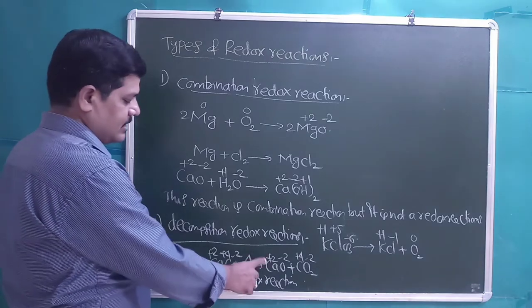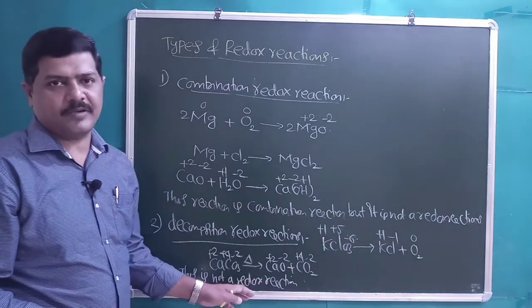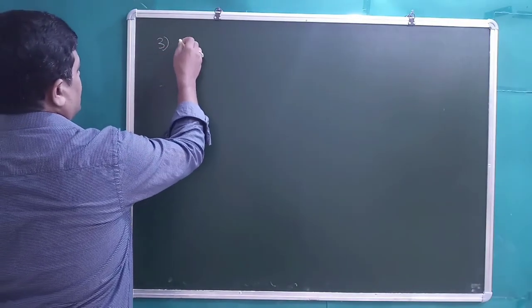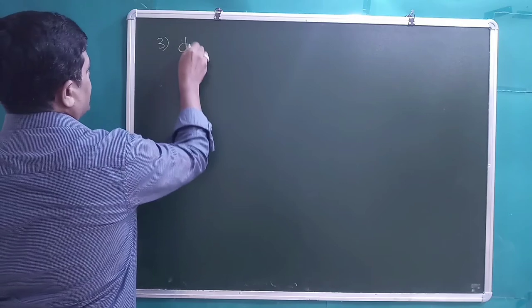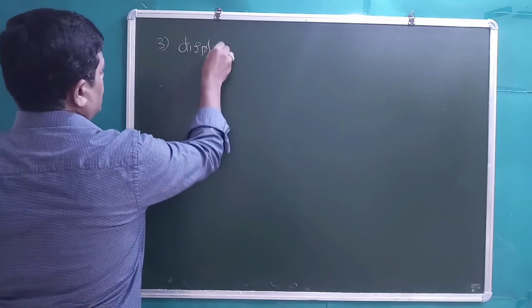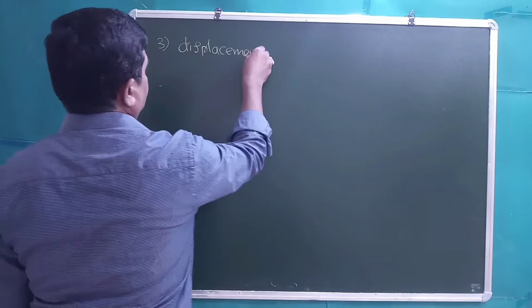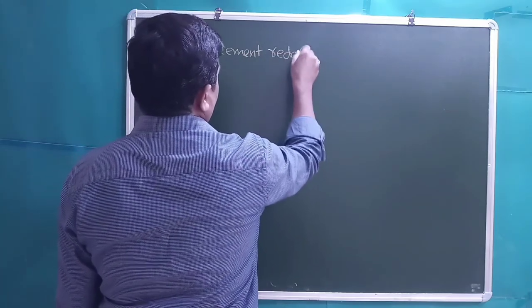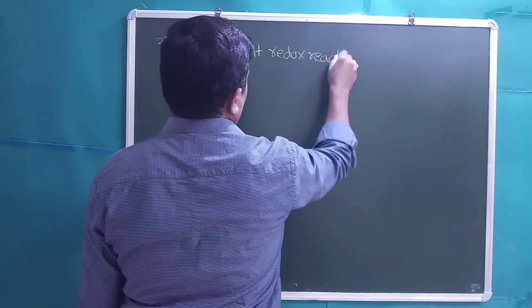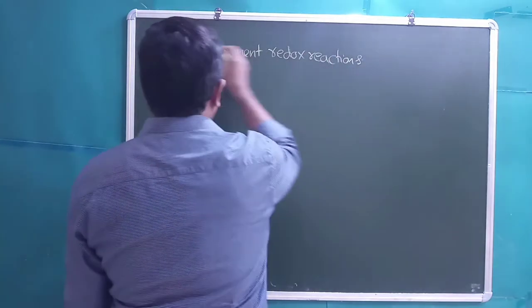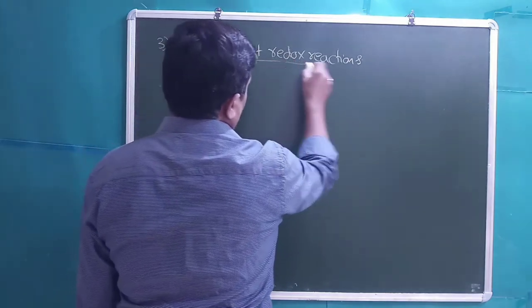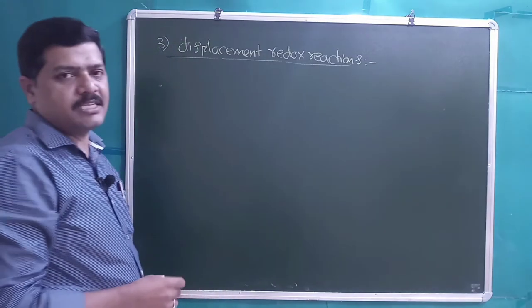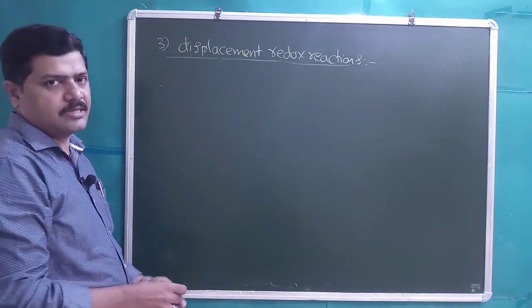So students, let us discuss the third type of redox reaction now. Third type of redox reaction is displacement redox reactions. Not like combination and decomposition reactions, all displacement reactions are redox reactions.